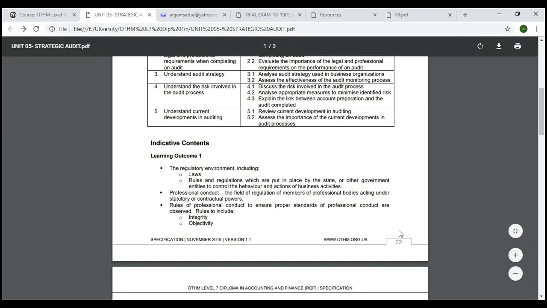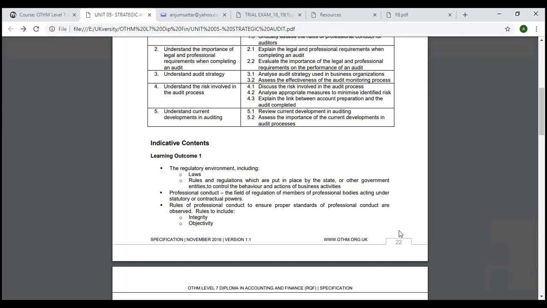Hello? Yes. Yes. Thank you. We can start. Yes. So what is the difference between law and rule? Any thoughts about law and rule?